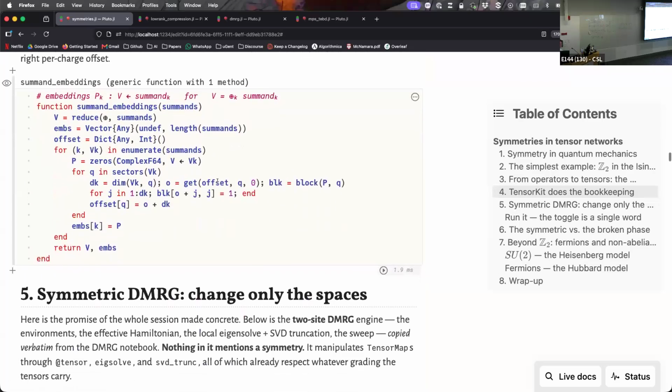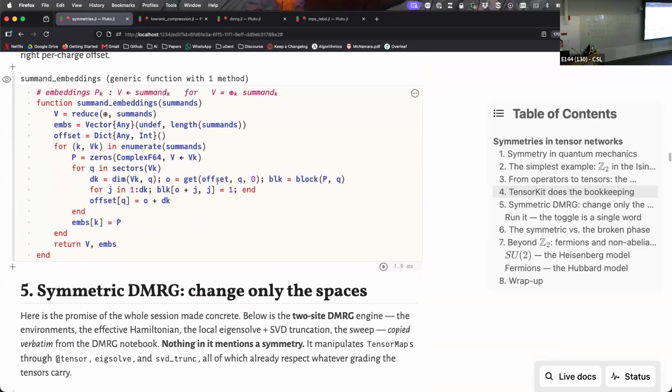Quick question. For more complicated symmetries than Z2, do we have to grade it by the irreducible representations? I saw irreps over there.